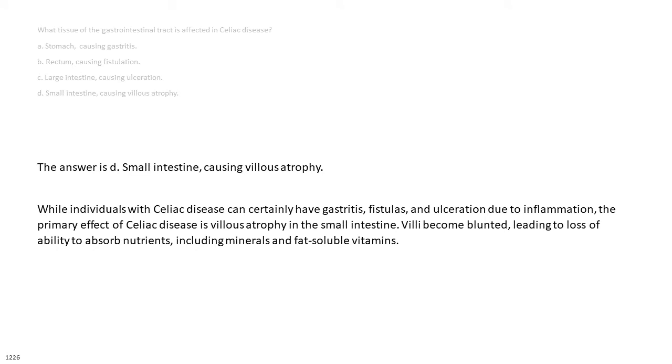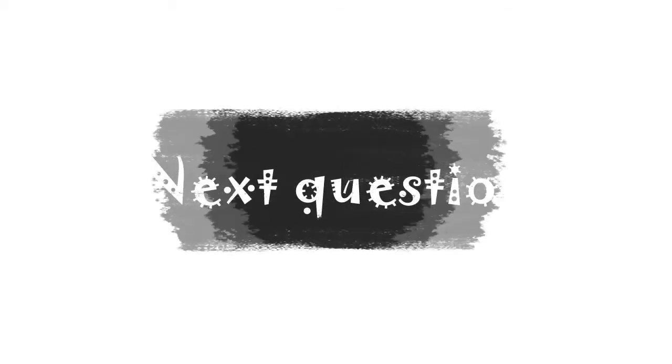While individuals with celiac disease can certainly have gastritis, fistulas, and ulceration due to inflammation, the primary effect of celiac disease is villous atrophy in the small intestine. Villi become blunted, leading to loss of ability to absorb nutrients, including minerals and fat-soluble vitamins.